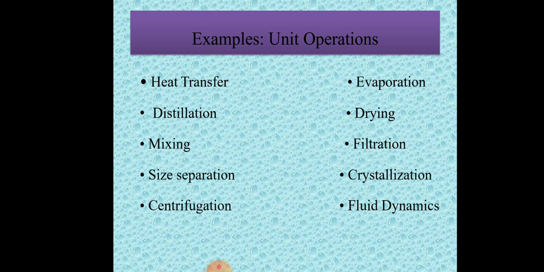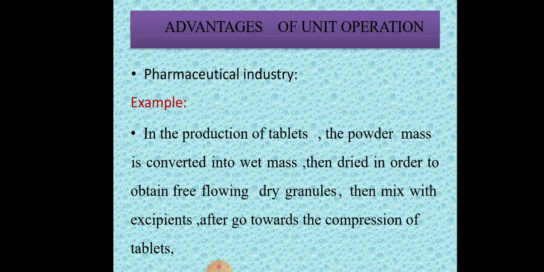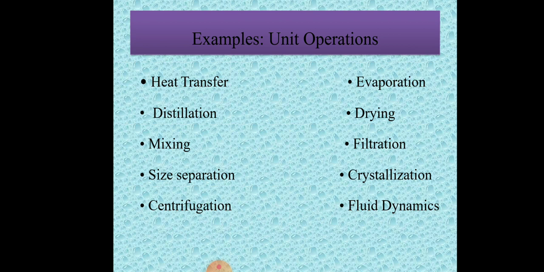Now go through the examples of unit operation. There are a number of examples of unit operations which take place in pharmaceutical engineering. First is heat transfer. Heat transfer is a unit operation in which thermal energy is transferred from one point to another by using a variety of heat exchangers. Next is evaporation. Evaporation is a unit operation in which liquid is converted into vapor to obtain a concentrated product, that is, the free escape of surface molecules is called evaporation.